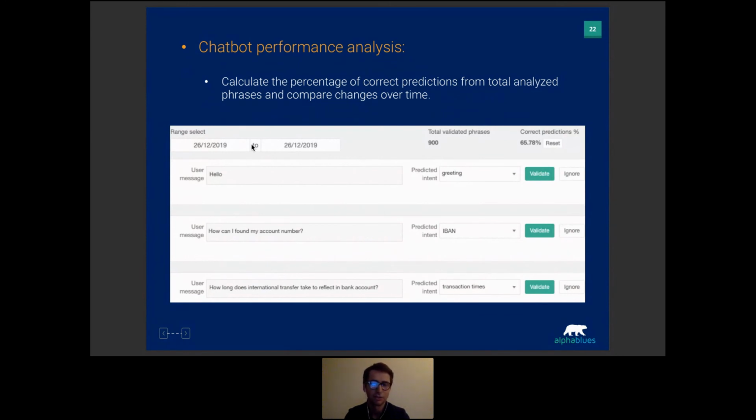So, what we have here, if you're using a vendor or you're working with us, is a tool where you can see user messages. You select a date range, and you see user messages like hello, or how can I find my account number, or how long does it take for the transfer to reflect in my bank account. And then the bot gives an intent prediction. So it says hello is predicted with the intent called greeting.